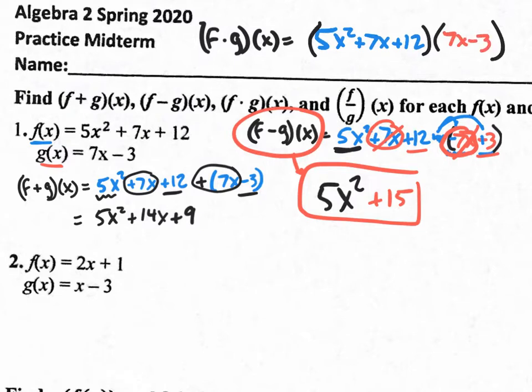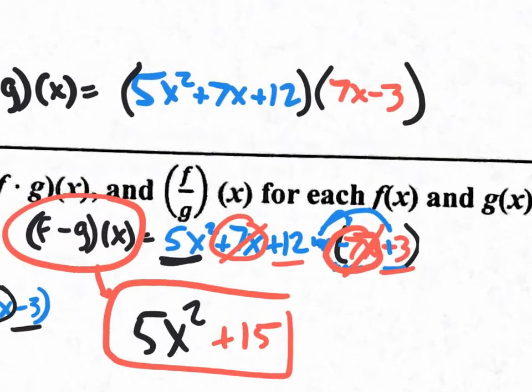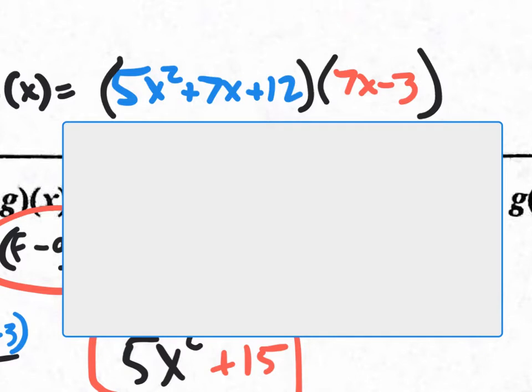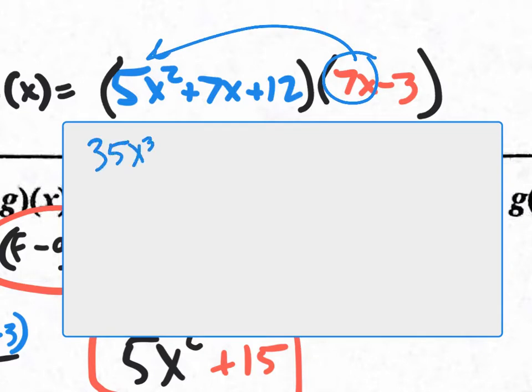So we have a distributive property problem. This does take some work. It does get a little ugly. I put this rectangle here for the sake of space, all right? Let's distribute. 7x times 5x squared, that's 35x to the third. 7x times 7x, that's plus 49x squared. 7x times 12, that's plus 84 with an x.